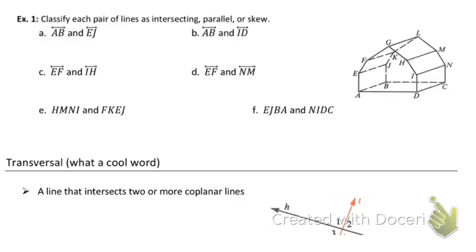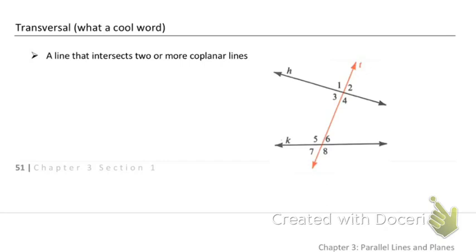Okay, let's get to transversals. All a transversal is a line that cuts through two other lines. It's a line that intersects two or more coplanar lines. Usually it's just two. So in this case, we have line H and line K. The line that intersects both of them is called your transversal, which we usually use the symbol T. So that right there is our transversal.